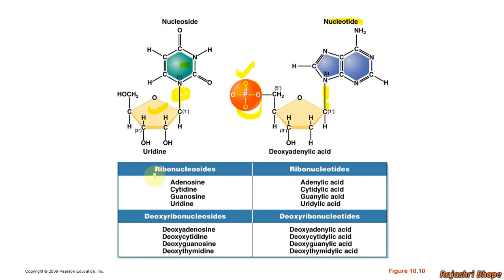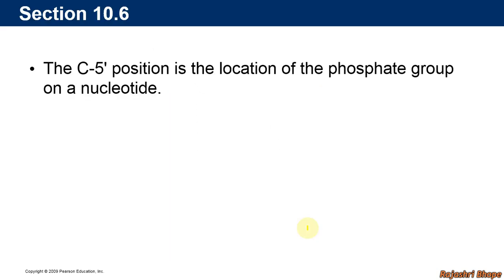Okay, so the ribonucleosides are adenosine, cytidine, guanosine, and the ribonucleotides are adenylic acid, cytidylic acid, guanylic acid, and uridylic acid. Deoxyribonucleosides are deoxyadenosine, deoxycytidine, likewise, and deoxyribonucleotides are deoxyadenylic acid, deoxycytidylic acid, likewise.